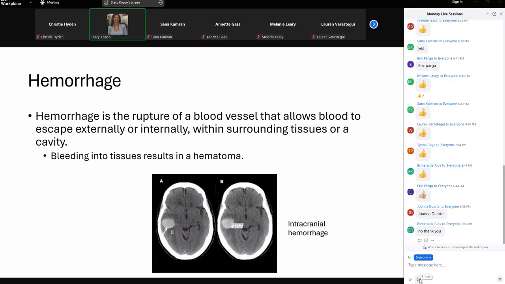Hemorrhage. Hemorrhage is a rupture of a blood vessel that allows the blood to escape either externally or internally with surrounding tissue. So bleeding into tissues results in hematomas. You'll see this is a CAT scan of an intracranial hemorrhage here. You see that white part is the blood that has hemorrhaged in.